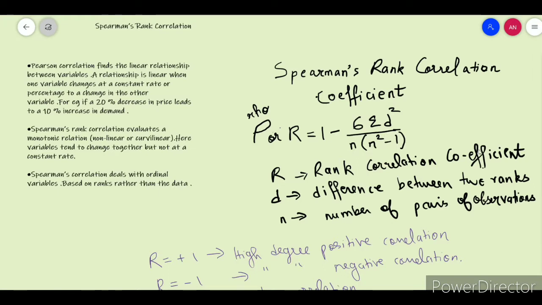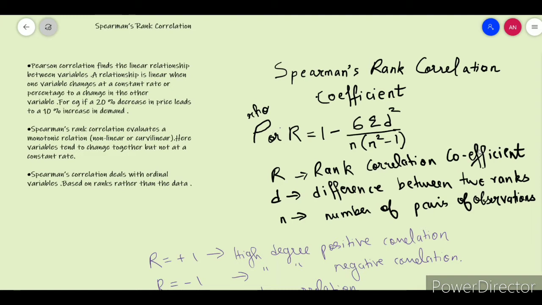Spearman's rank correlation. This is a mathematical method of determining the correlation between two variables. Before we talk about this method, let us have a brief idea of how it is different from Karl Pearson's correlation coefficient. The Pearsonian or Pearson correlation tries to find the linear relationship between variables. In other words, when the relationship is strong, it means that there's a strong linear relationship between variables.